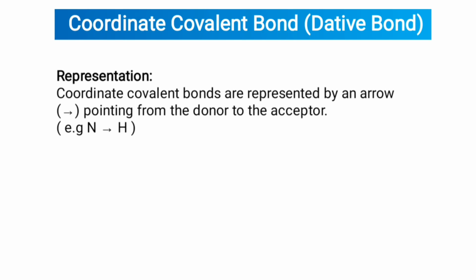Now, representation of coordinate covalent bonds, or dative bonds. Coordinate covalent bonds are represented by an arrow pointing from the donor to the acceptor. For example, from nitrogen to hydrogen.